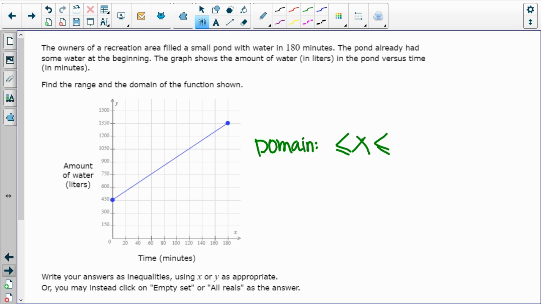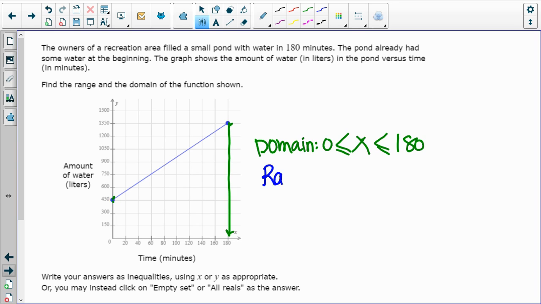Okay, so domain, if it's X, we're looking left to right. Come to the left, and we're looking at the X values. What's my X value right here? What is it? Everybody tell me. 0. It's 0. Okay, traveling over to the right, I need the X value right here. What is it? 180. So these X's go from 0 to 180. 0 to 180. So make yourself look at the X numbers.